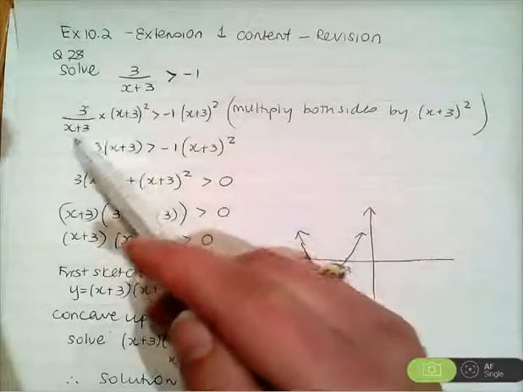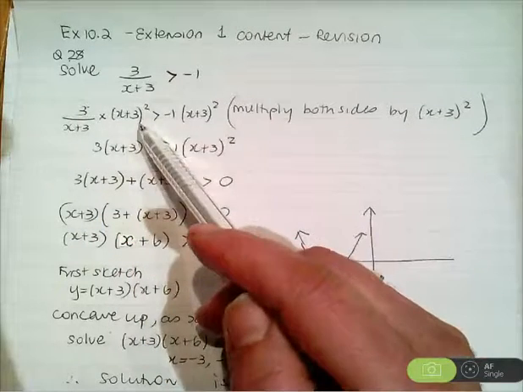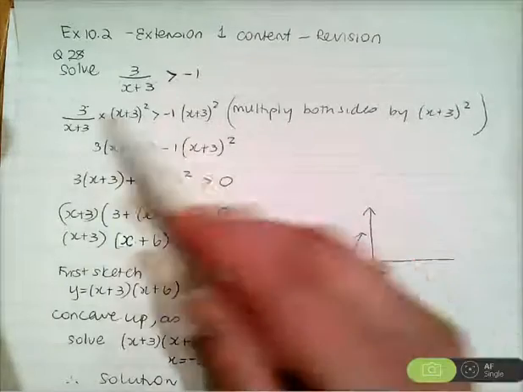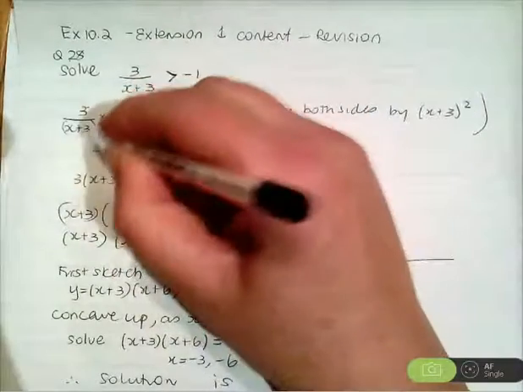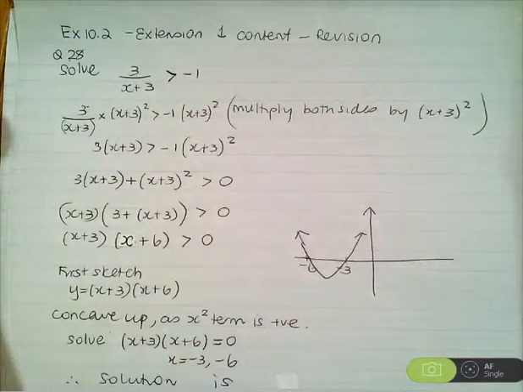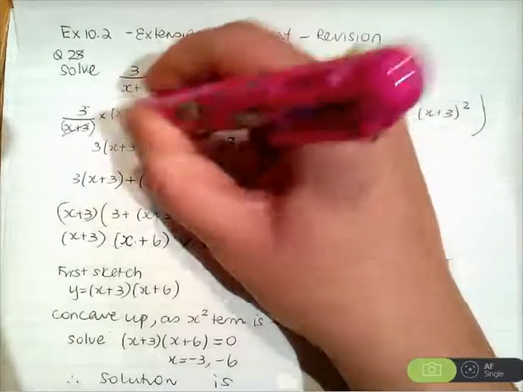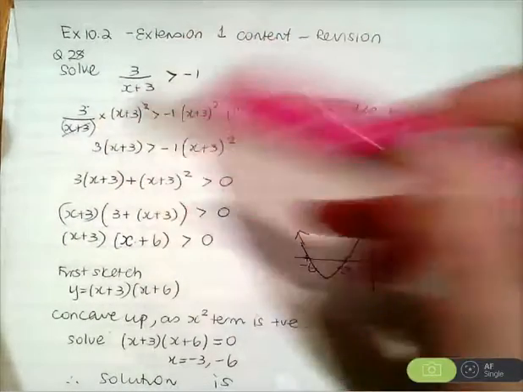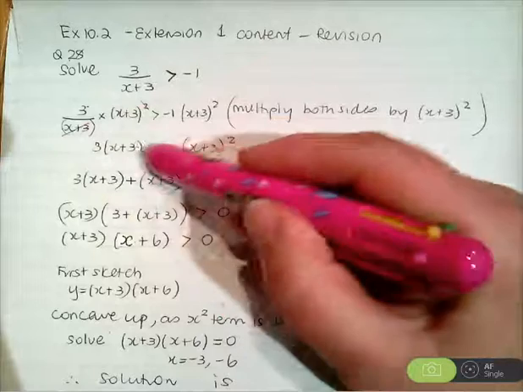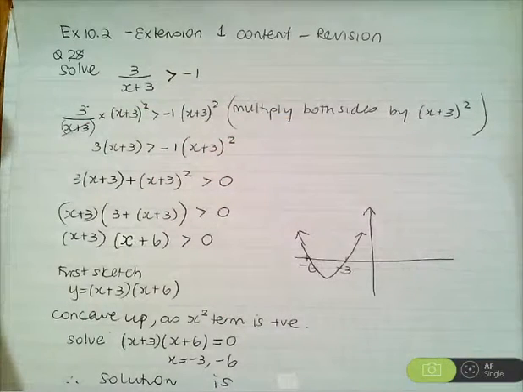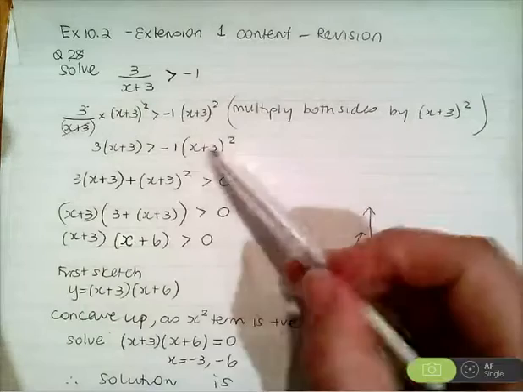So we've got 3 over x plus 3 times x plus 3 squared is greater than negative 1 times x plus 3 squared. Now you'll notice the reason that we do this is that one of these x plus 3's on the denominator cancels with one of the x plus 3's on the numerator. And so we get 3 bracket x plus 3 is greater than negative 1 bracket x plus 3 squared. Now the thing here is I do not want you to expand here.